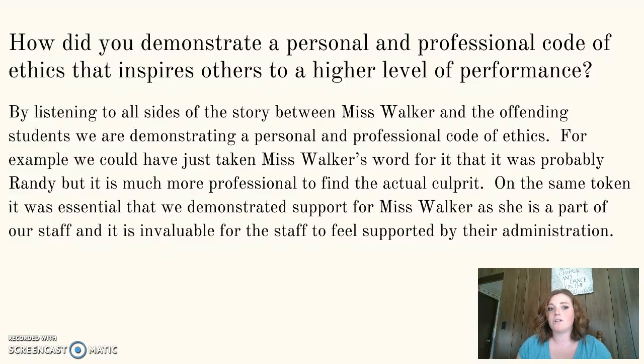On the same token, it was essential we demonstrate support for Ms. Walker as she's a part of our staff, and it's invaluable for the staff to feel supported by their administration. There is no worse feeling in the world than going into your school in the morning knowing you don't have your admin's support. They don't have your back. You're on your own. And that's not something we want any teacher to feel. We want to make sure they understand they're part of that school community, and as long as they're willing, we're here to help them.